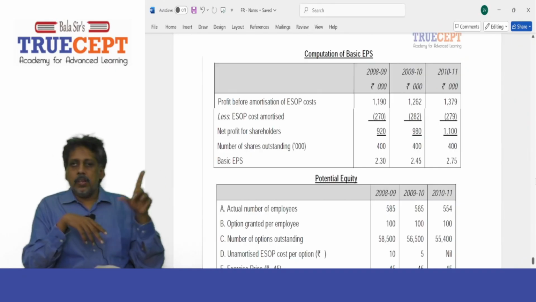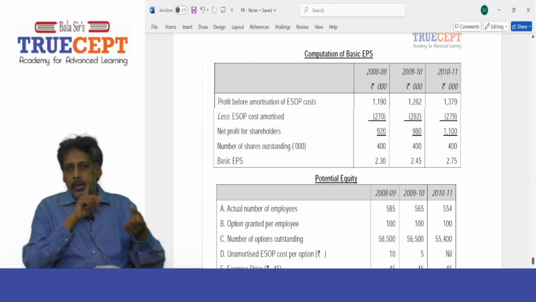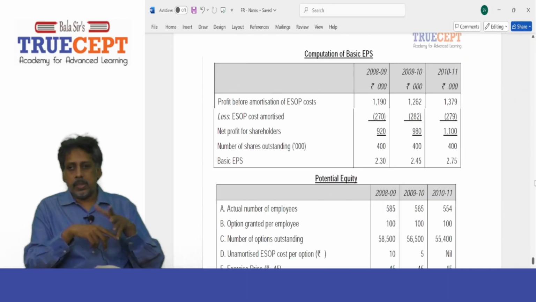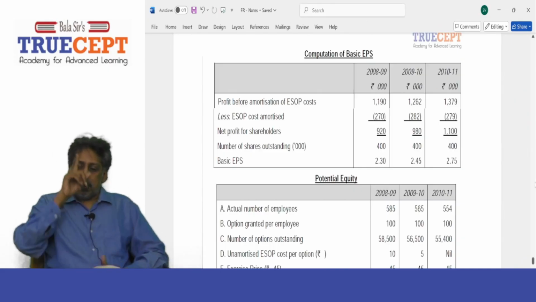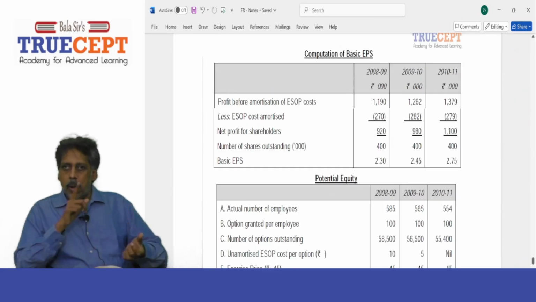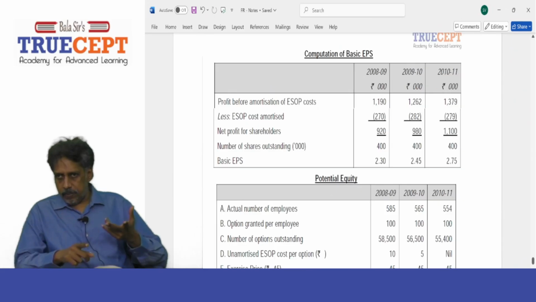Very simple. Now please refer to the table given out there, particulars, years 2008-9, 9-10 and 10-11. The profits given are rupees how much? 11 lakh 90,000. Rupees 12 lakh 62,000. And year 3? 13 lakh 79,000. But remember, these are profits before debiting the employee compensation expense relating to the share-based payment transaction, right? Yes, sir. Now, from these numbers, you got to subtract rupees 2 lakh and 70,000 for year 1, 270. And then you got to subtract 2 lakh and 82,000. And third year? 2 lakh 79,000.